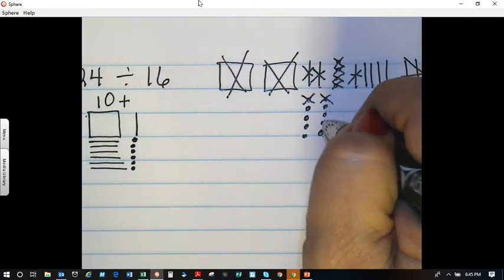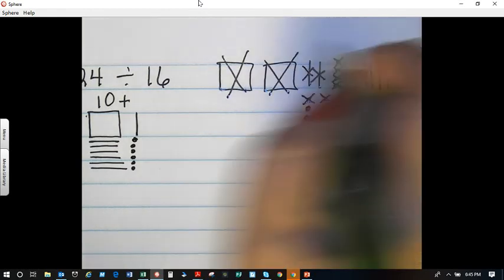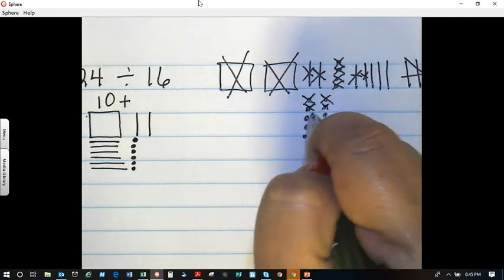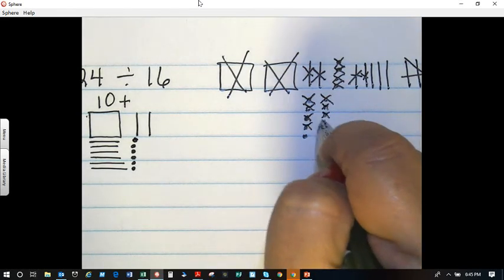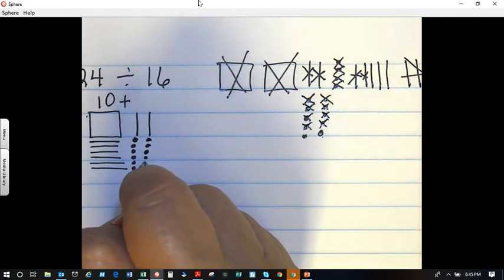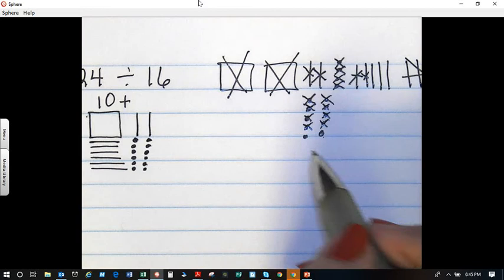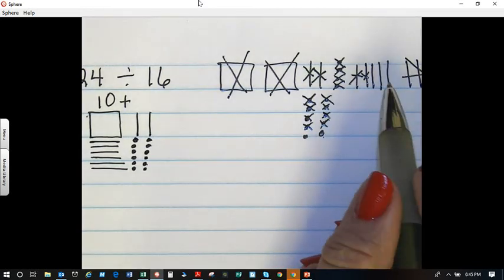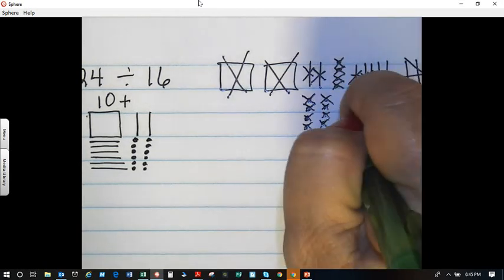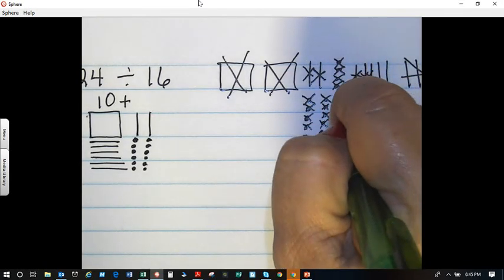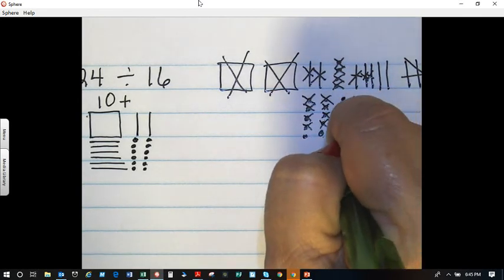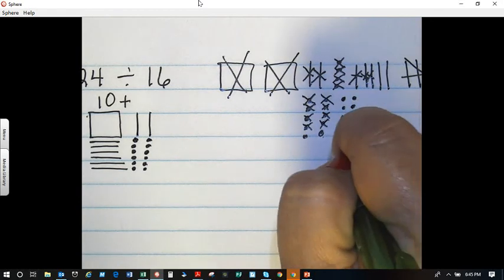I'm going to take my next group of 10, bring that here, and I'm going to cross out 6. 1, 2, 3, 4, 5, and 6. All right, but now I only have 2 left over, so I have to cash in another 10 to get, and this is where I was at. So it's 2, 4, 6, 8, 10. So now I have 10 ones.